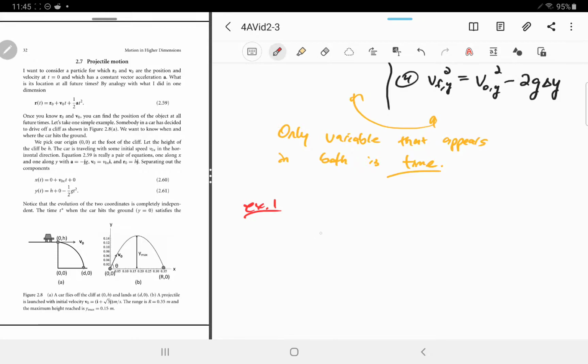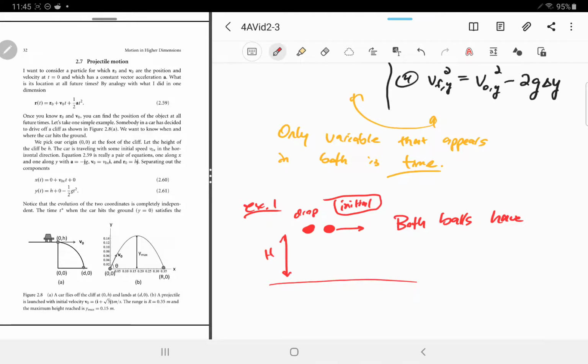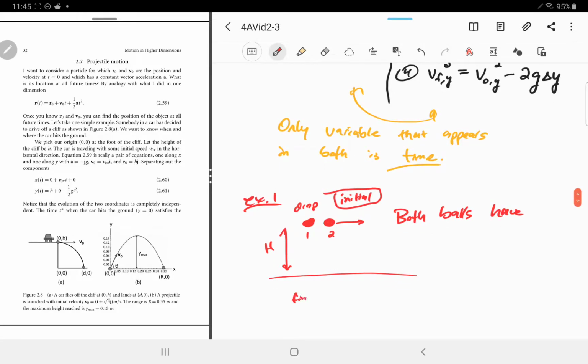Suppose you throw a ball to the right and then you drop a ball from rest. So you drop them at the same height, and then they're going to travel the same distance to the ground. So actually, let me specify that this is the initial moment. The initial is what we just drew. So for ball 2, the initial velocity is to the right, and for ball 1, the initial velocity is 0. And then the final moment is when the ball hits the ground.